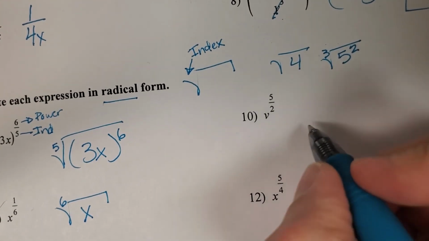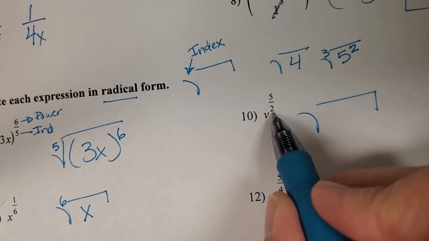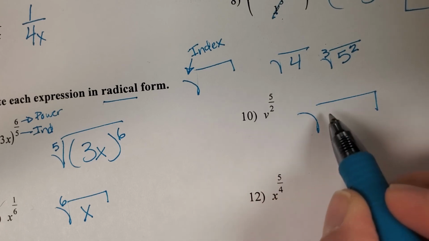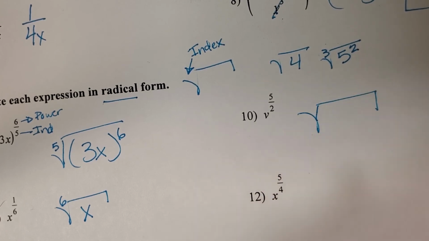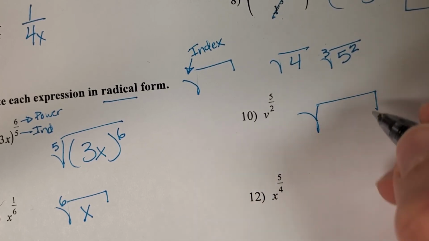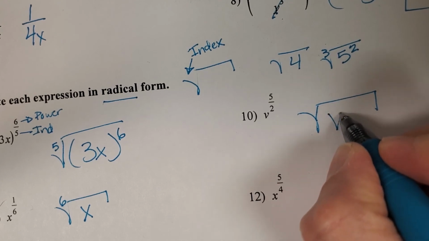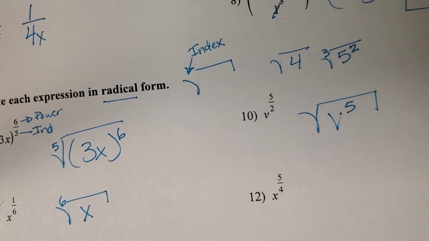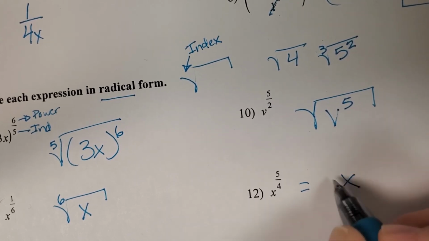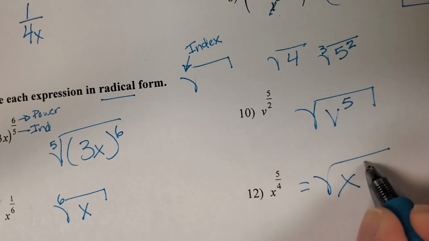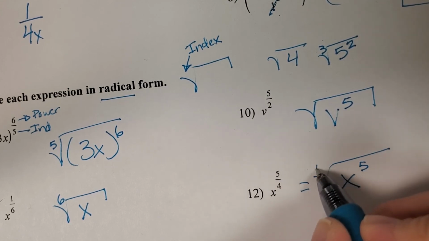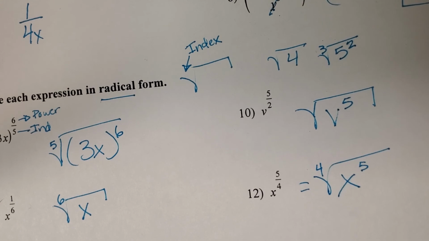Right over here. Remember, my index is 2. I don't have to write it because this without an index always means square root, so I'm not going to write it. That would be the proper way to do it. Then v, the power is a 5, so it's just the square root of v to the 5th. And then this one is x. My power is the top, the numerator. My index is the bottom, the denominator. Okay, that's how you change those to radical form.